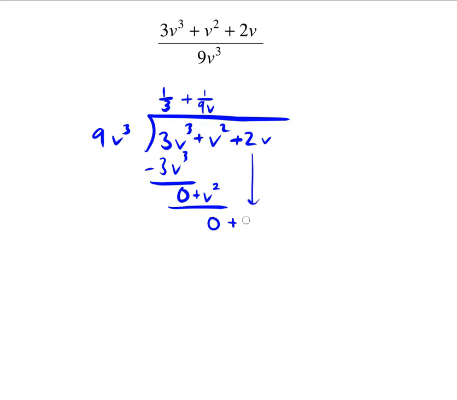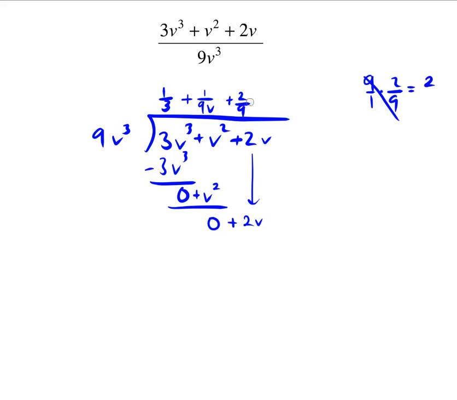Then I'm going to take my 2v here and bring it down. I once again ask myself the question, what do I multiply 9v cubed by to get 2v here? Well, if I wanted to get 2, what do I do to 9 to get 2? I would need to multiply it times 2 over 9, right? If I multiply it times 2 over 9, isn't that going to give me 2? Yeah, because the 9s are going to cancel out, and I get 2. So in this case, I know I have to multiply it times 2 over 9.